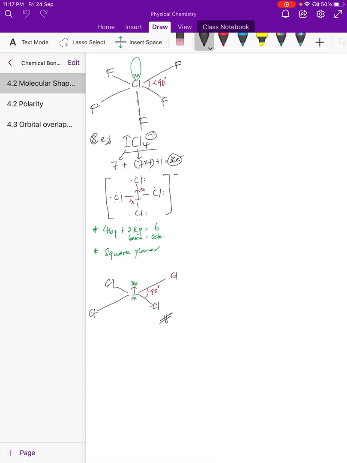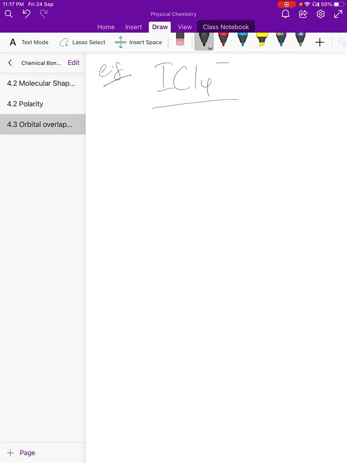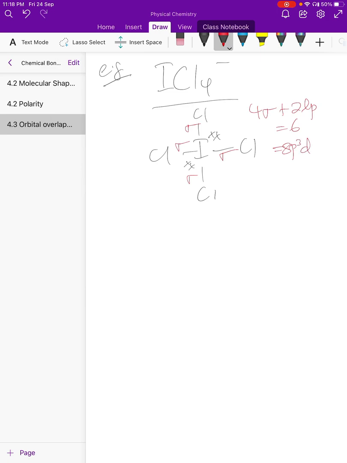So there are two lone pairs on the central atom. So we have I, Cl, Cl, Cl, and Cl with two lone pairs on the central atom. So that means we have 4 sigma and 2 lone pairs, total 6. 6 is sp3d2, okay, which is octahedral, right? Iodine we know is group 17, so ns2 np5, right?